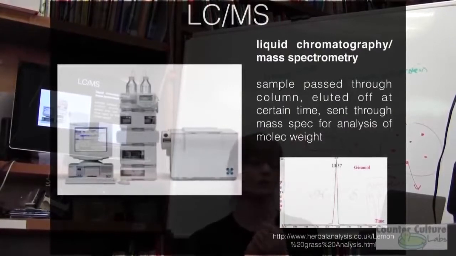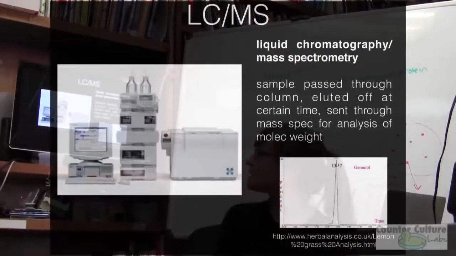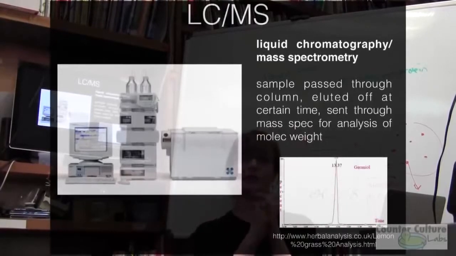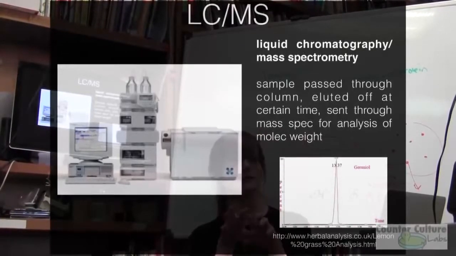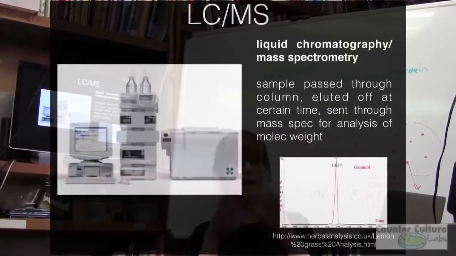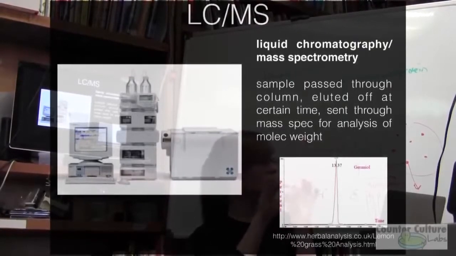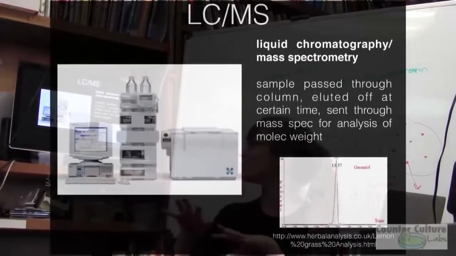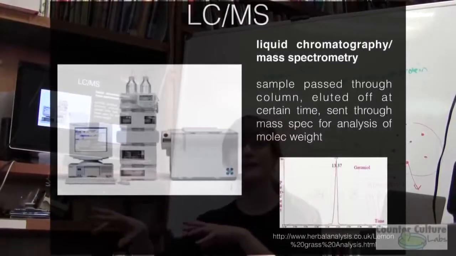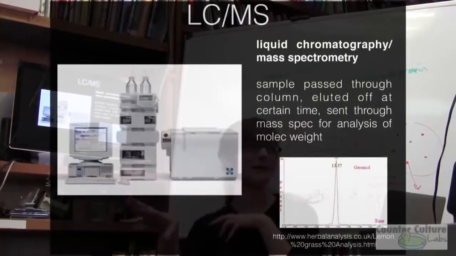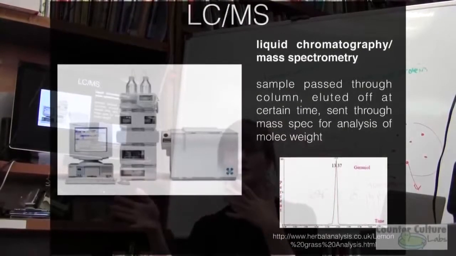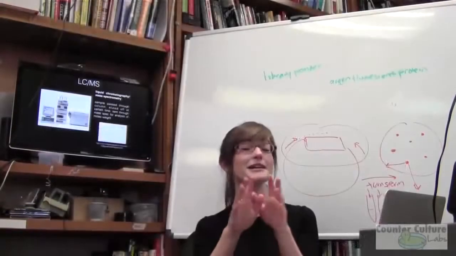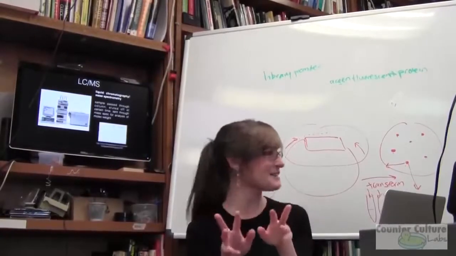LCMS is liquid chromatography, mass spectrometry, and you pretty much pass your sample through a column, and you use a mobile phase or a liquid phase that's a different ratio of hydrophilic to hydrophobic components, and your small molecule comes off the column at the right ratio of mobile phase. Then it's ionized and gets shot into a mass spec, and you see a peak at the molecular weight of your molecule. It's much more complicated than that, but that's the overview.